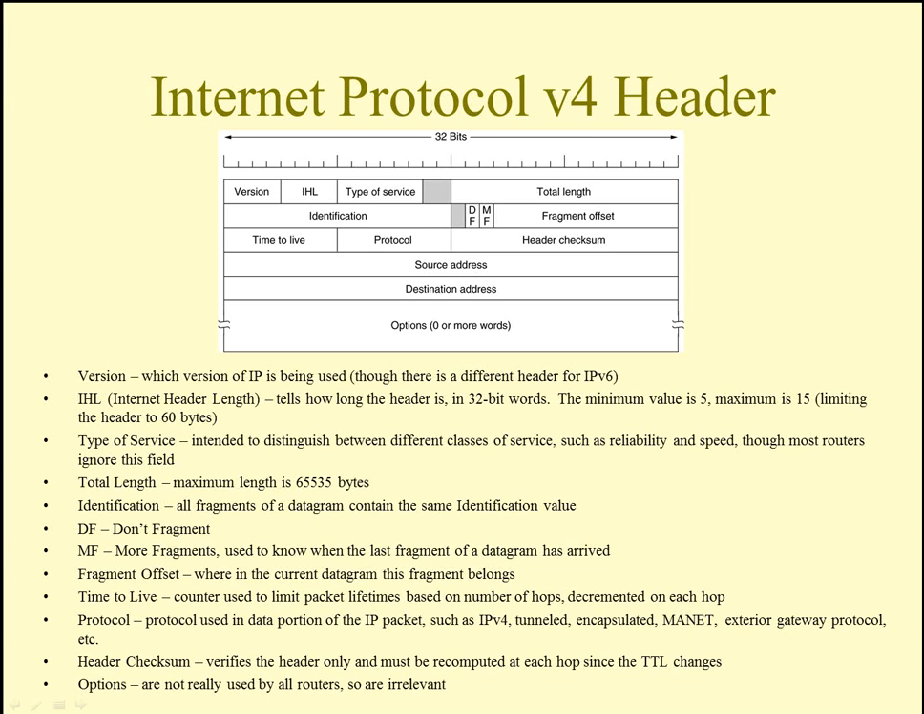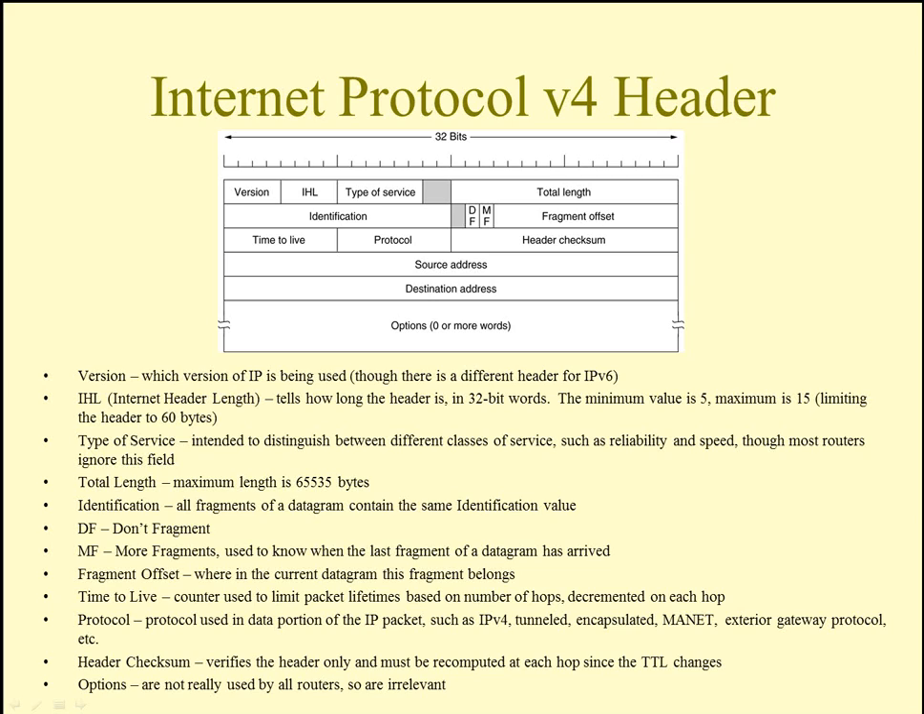Okay, down to the third row, the time to live. This is a counter used to limit the packet lifetimes based on the number of hops. So we want to make sure that packets don't just continue circling in the internet or inside of a network if we can't find the destination. So we have a time to live set on each packet.